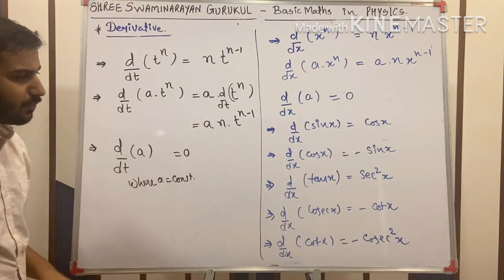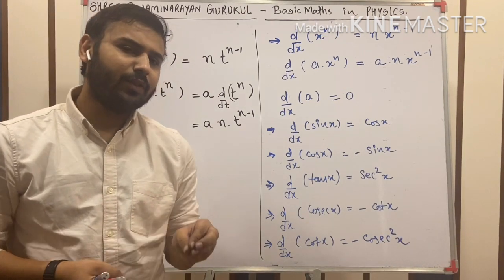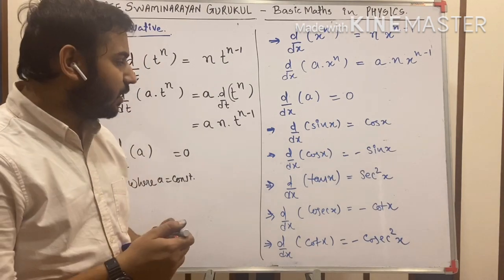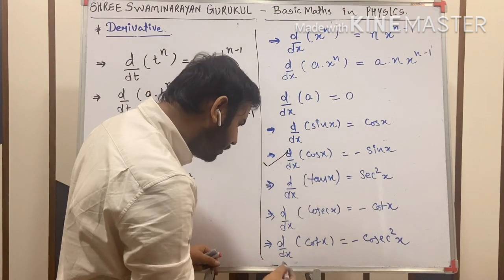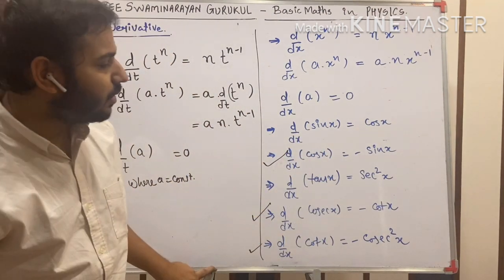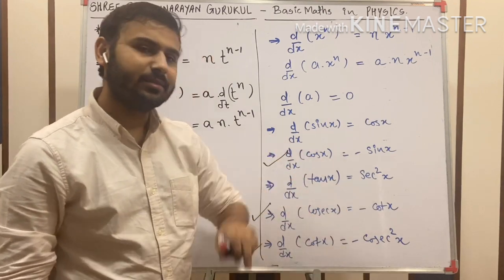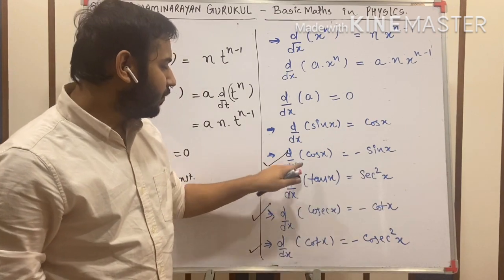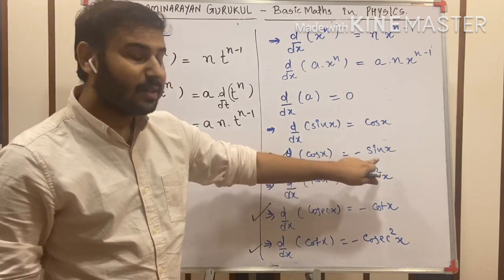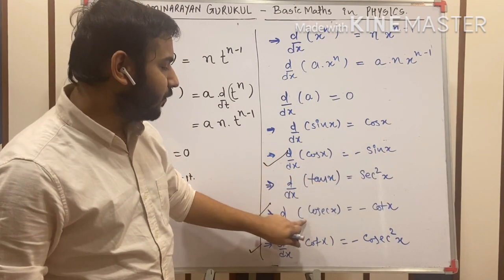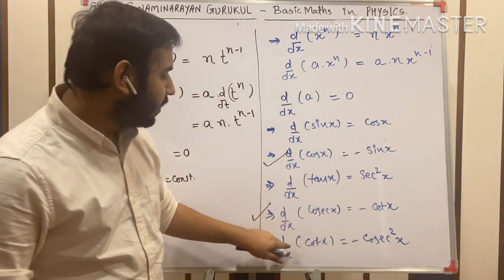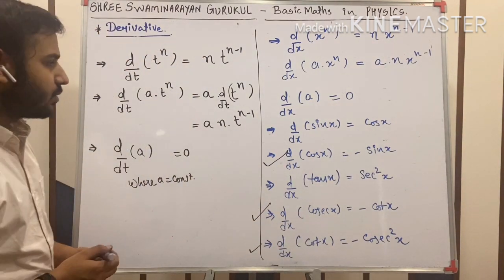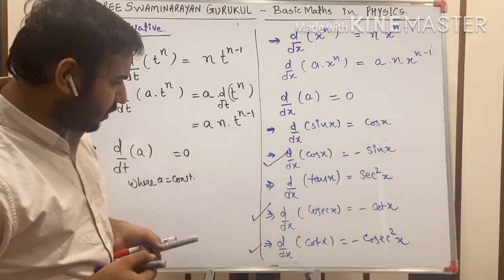Okay. So these are the functions. But let me give you a simple hint how to remember this. Those functions which start with c, 1, 2 and 3, in all three differentiations you will get a negative sign. Differentiation of sin is cos, differentiation of tan is sec square, differentiation of cos x is minus sin x, differentiation of cosec x is minus cot x, differentiation of cot x is minus cosec square x. Okay, so I forgot to write the differentiation of sec x.